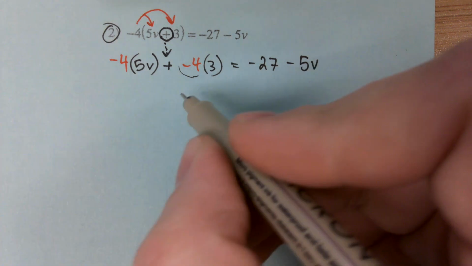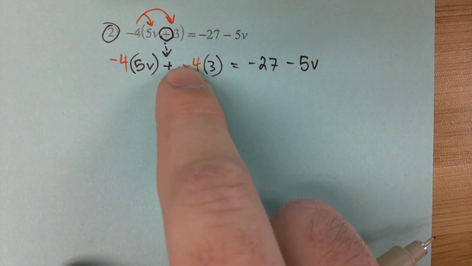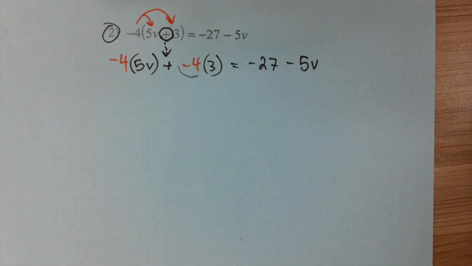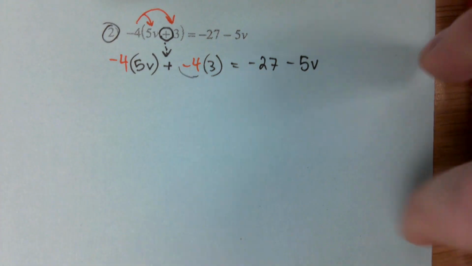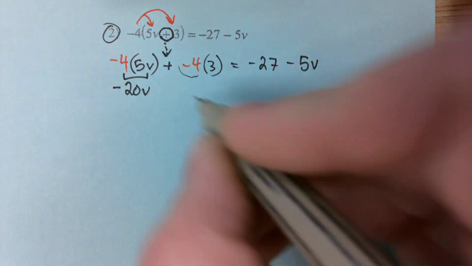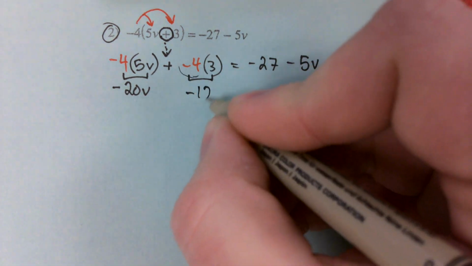Luckily for us in this instance, it's not going to matter, because what happens when we have a plus next to a minus? What does it become? A minus sign, right? So let's see, we've got negative 4 times 5v, that gives us negative 20v. And then negative 4 times 3 gives us negative 12.